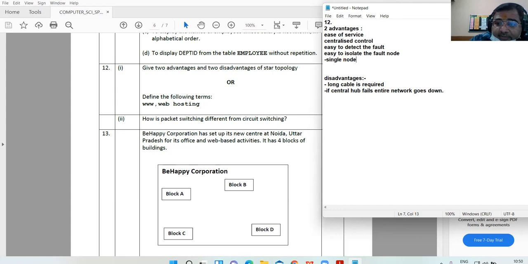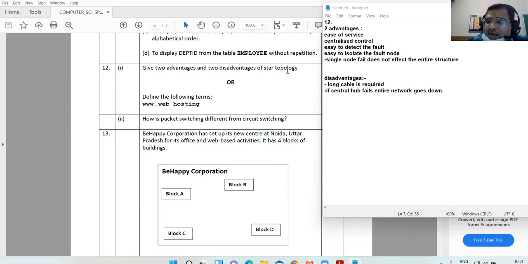Single node fail does not affect the entire structure. But if the central hub fails, it will destroy the entire network. If any single node is destroyed, no problem. You can isolate it. You can separate it. But if the central node, the central structure fails, the entire network will go down. This is the main drawback of star topology.